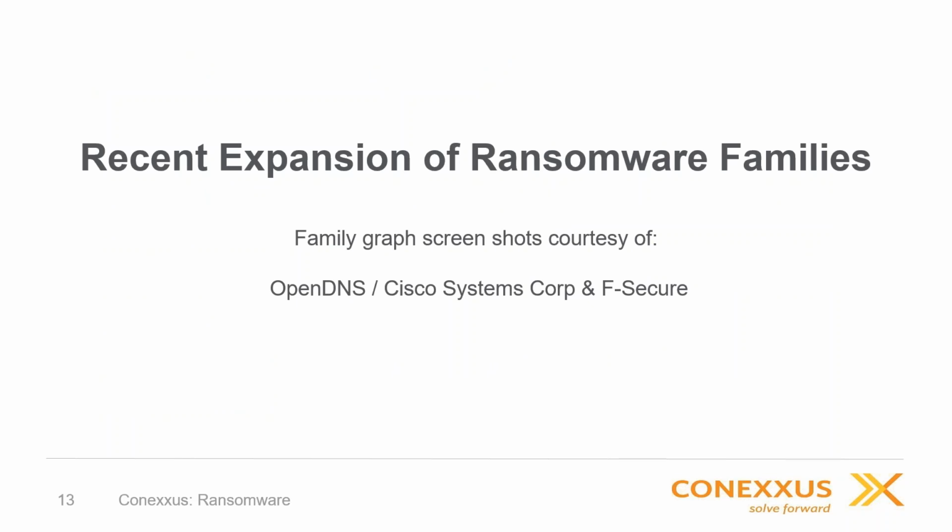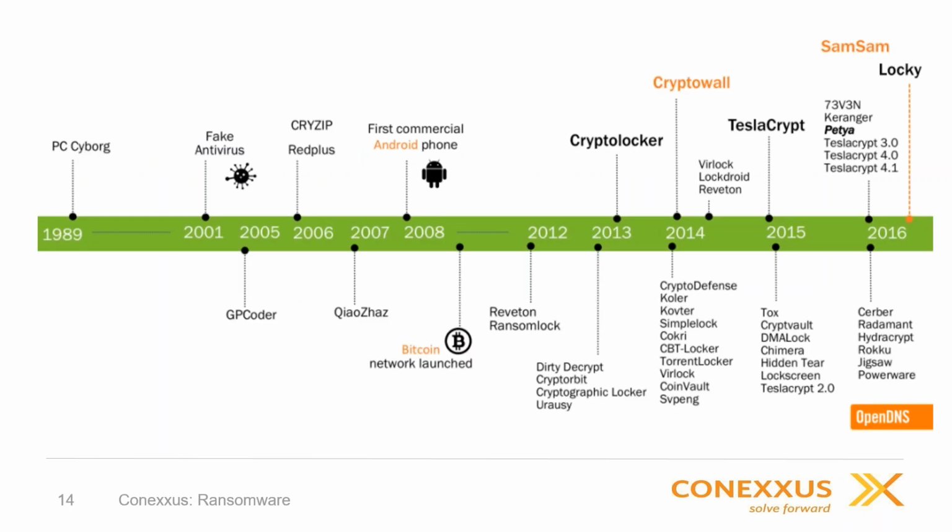A recent expansion of ransomware families found by a couple of different companies here, OpenDNS and F-Secure, have been well documented, and I wanted to show you a graph to show the accelerating expansion of ransomware families, and we'll take a look at a couple of those. Ransomware started in 1989 with a diskette-based PC Cyborg attack. It was really not across an internet attack vector, but it was provided as diskettes to individuals who attended an AIDS conference back in 1989. And then until around 2010, little or no changes occurred with ransomware, other than a few variants being created.